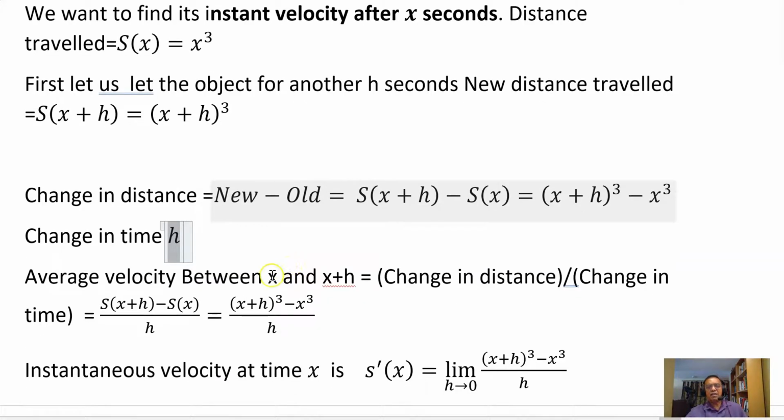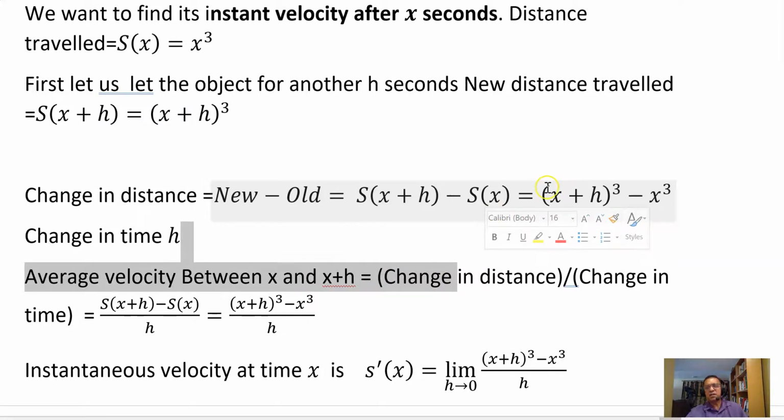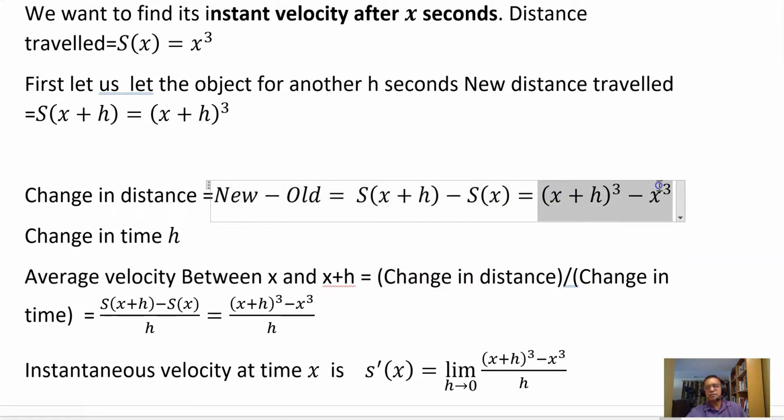So what is the average velocity between x and x plus h? We know that the average velocity is the change in distance, which is this, or this in a more general way, over the change in time, which is h.